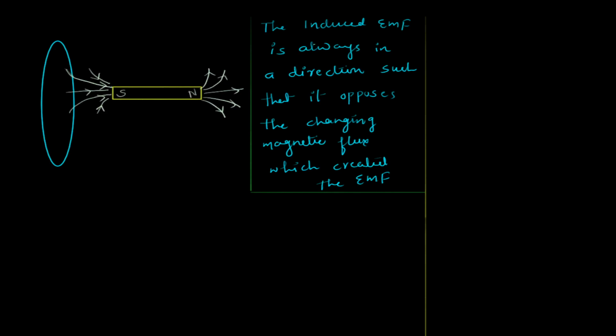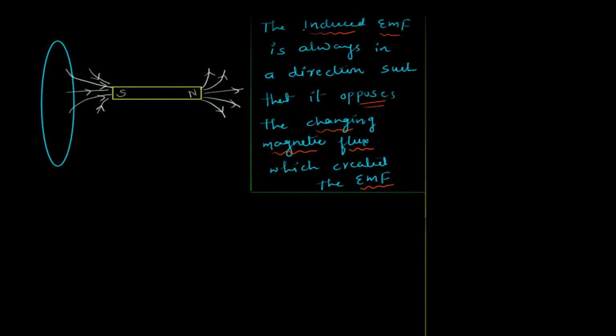Alright, so in this video we'll be discussing more examples on understanding Lenz's law and in fact try to master it. I'll give you good enough problems for that. Just a quick reminder, Lenz's law says that the induced EMF is always in such a direction that it opposes the changing magnetic flux. The EMF in fact arises as a result of changing magnetic flux which created the EMF.